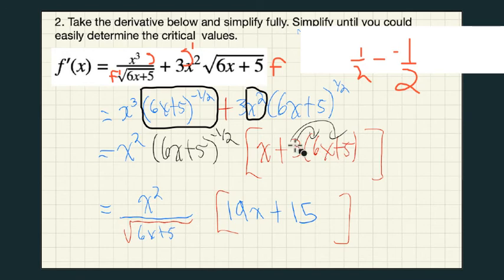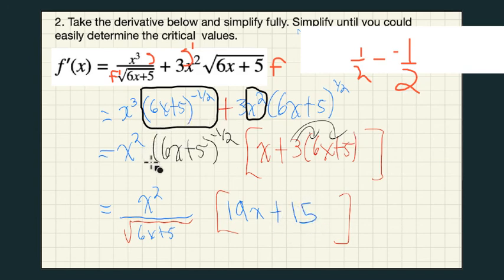And now what I need to do is simply expand it out. So I've got 3 times 6x, that's 18x. Plus that little x there makes for 19x. Then I've got 3 times 5. This is what a lot of you missed, by the way, the 3 times 5 here. You just put a 5. But 3 times 5 is 15, right there.